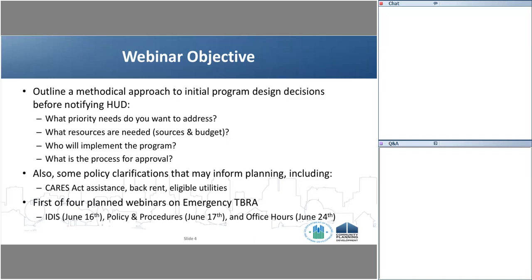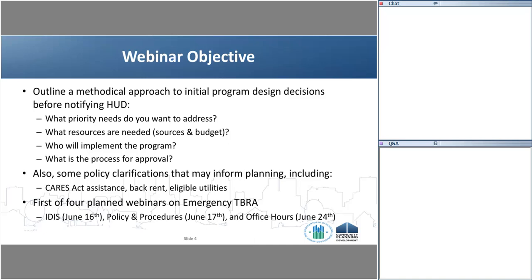So a lot of today's session is about asking questions that you need to think through and answer for yourselves before we start amending our con plans, before we send a notice to HUD of our intent to use the various waivers and suspensions, and before we go in front of City Council or whatever local body you have that needs to approve the implementation of a program.